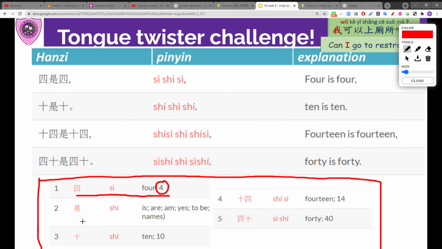Continue. Number 2, 是. Please roll up your tongue to say the sh sound. 是 means is. And number 3, take a look at the tone here. 十 is the second tone, so you need to rise up like a question. Second tone, 十, which means 10. Continue. Next word, number 4 on the right side. Can you read the pinyin yourself first? 14. Very good. 14.